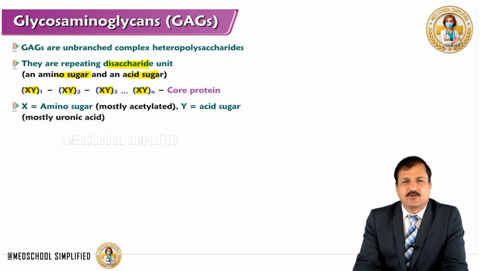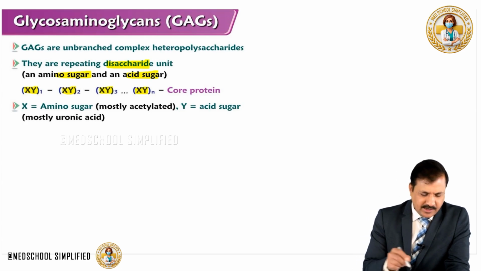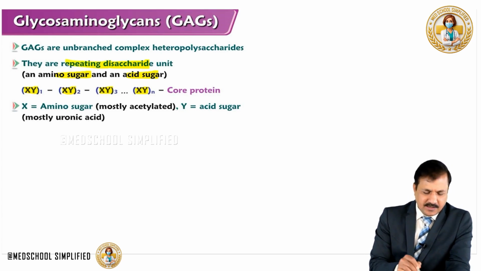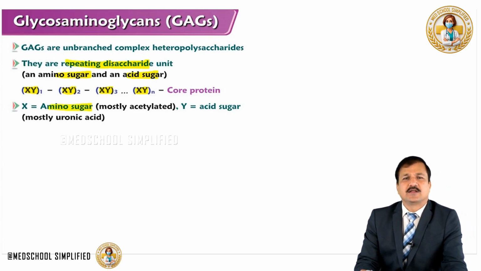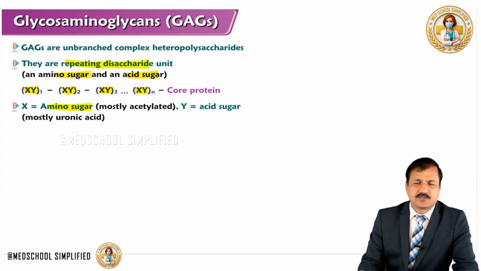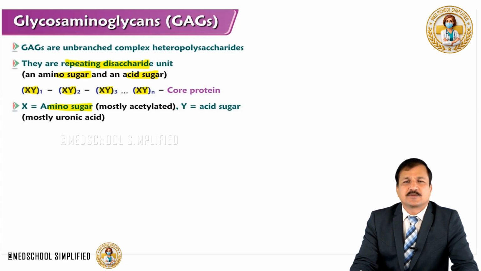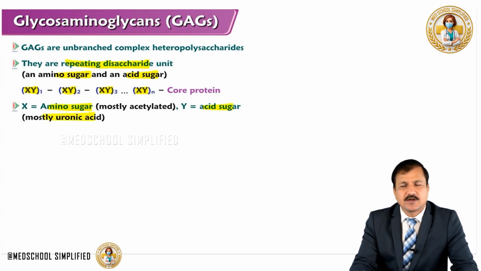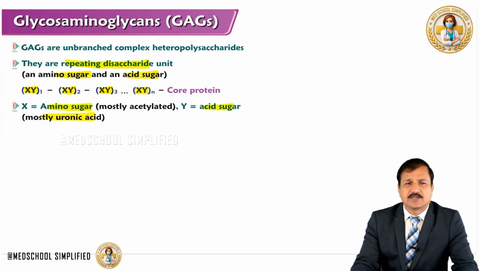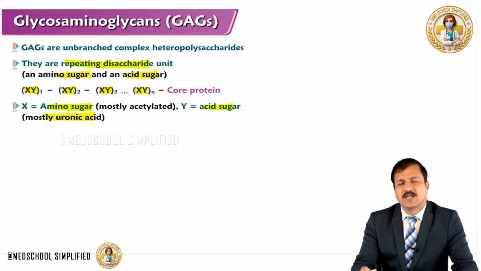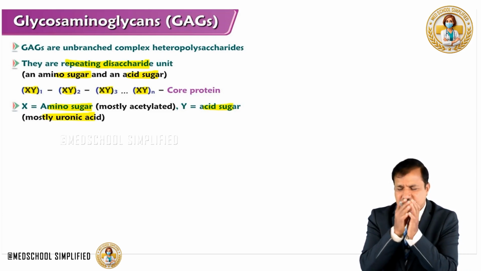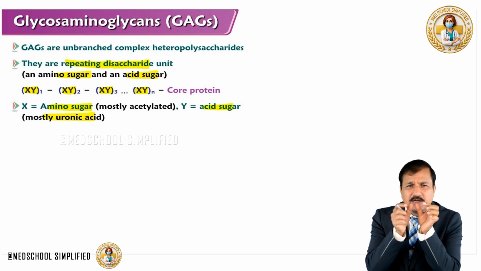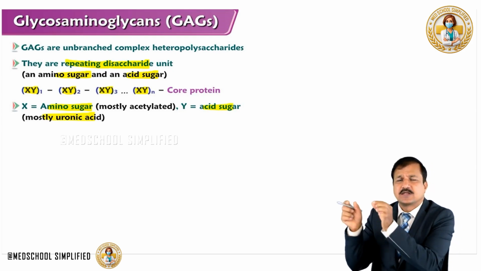So let's look at what X and Y are in a glycosaminoglycan. X in the repeating disaccharide is an amino sugar, and as I said earlier, it is mostly an acetylated amino sugar like N-acetyl glucosamine or N-acetyl galactosamine. Y is an acid sugar, mostly a uronic acid. So it is amino sugar, acid sugar, amino sugar, acid sugar, just XY, XY, XY. That repetition continues, which is why these two disaccharide units repeat hundreds of times.